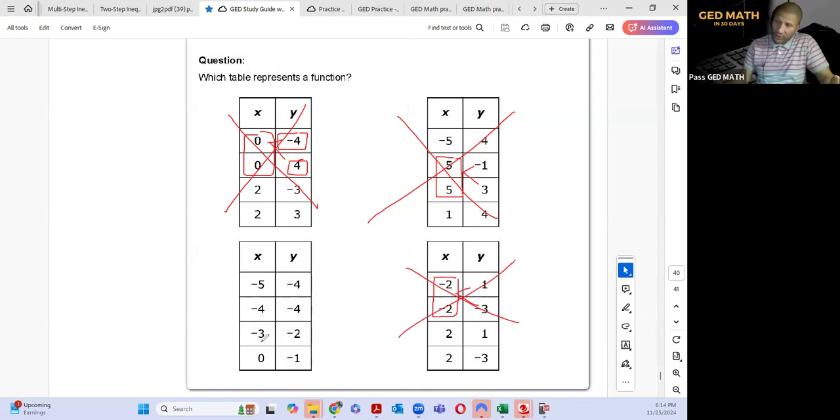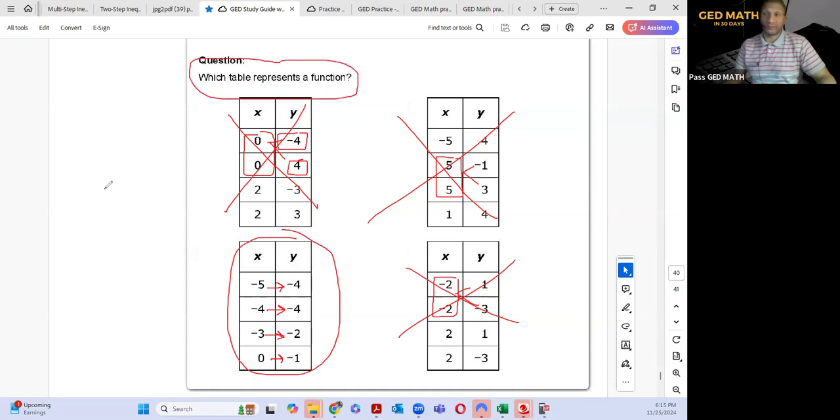You have all different x's here. So people think because your y's are the same, this is not a function. No, for every x, there's only one y. So when x is minus 5, y is minus 4. When x is minus 4, y is minus 4. When x is minus 3, y is minus 2. When x is 0, y is minus 1. This is the table that represents a function.